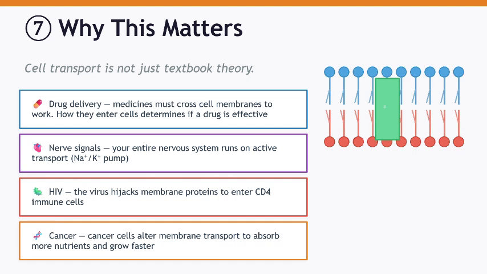HIV, the virus, literally hijacks membrane proteins to get inside CD4 immune cells. This is how it infects you. And cancer cells rewire their membrane transport to absorb more nutrients and grow faster than normal cells. Understanding this is key to stopping them.